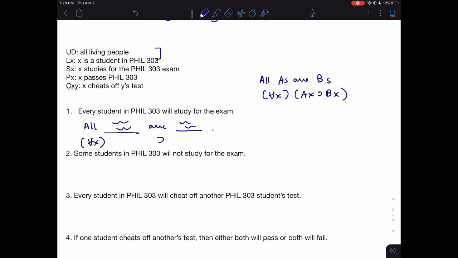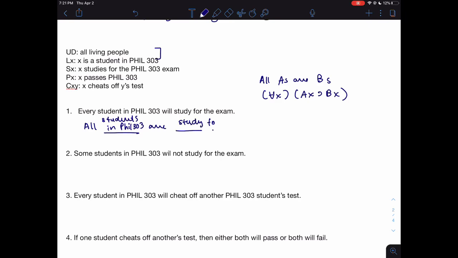Okay, so I hope this makes clear a little bit why I think that Aristotle's method is really helpful for symbolization. Sorry, I'm saying that a lot, but I do think that this is a really helpful technique. Okay, so let's give this a shot. Clean it up a bit. Okay, so here's how we take this sentence and put it in this form. All students in Phil 303 are such that they study for the exam.